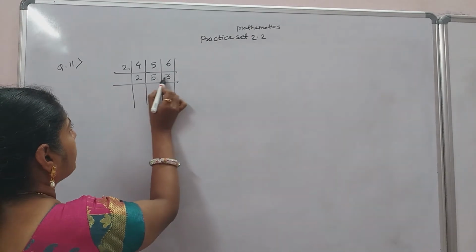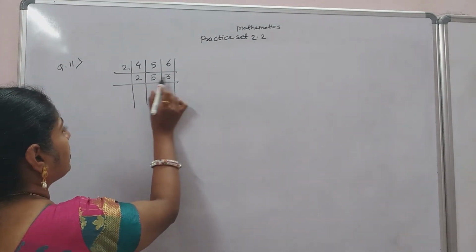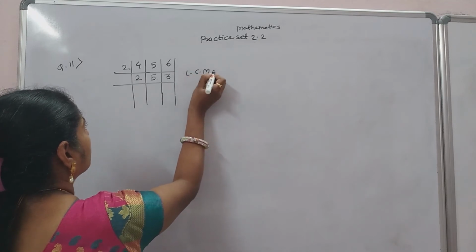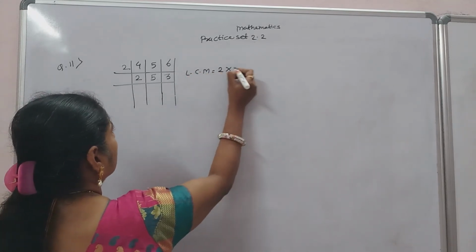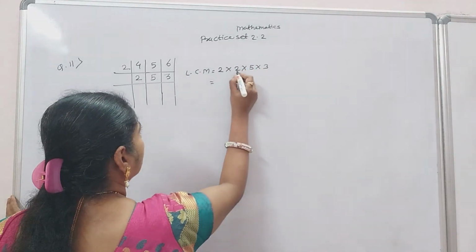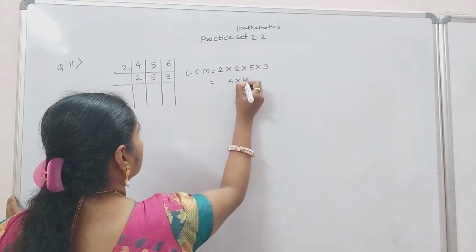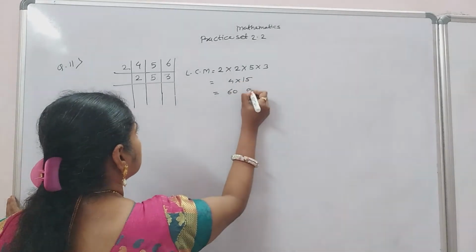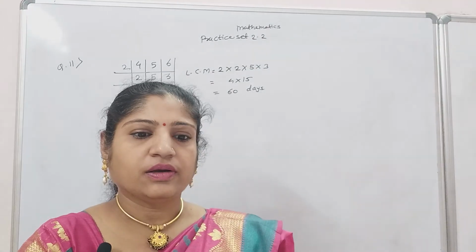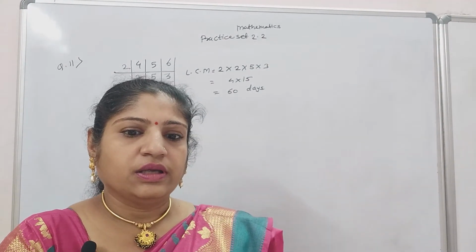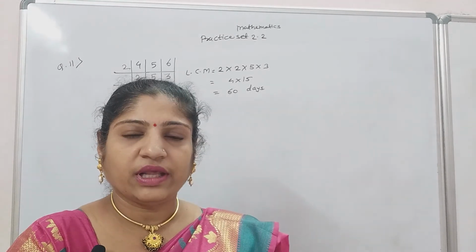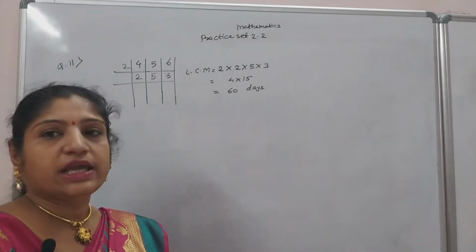Now 2, 5 and 3 are the uncommon factors, so LCM equal to common factor into uncommon factors, 2 into 5 into 3. 2 2s are 4 and 4 times 15 is 60, so answer is 60 days. He has to appear for all the 3 tests on the same day after 60 days.